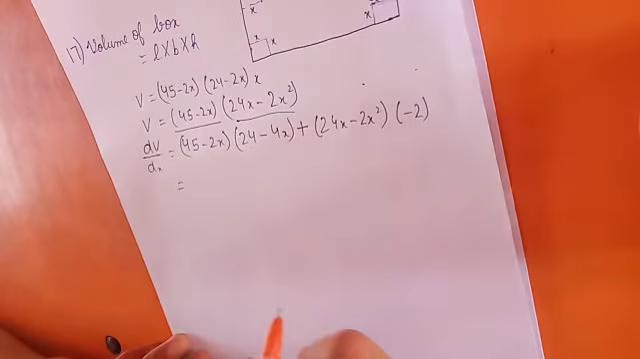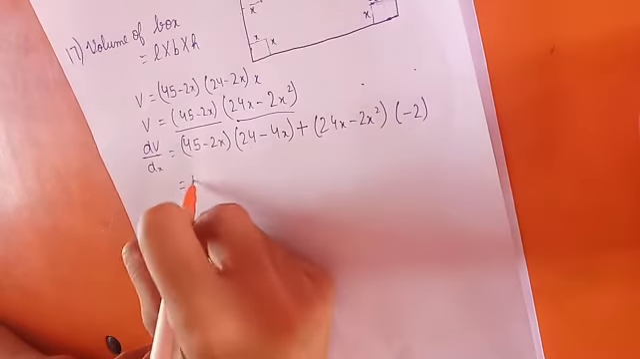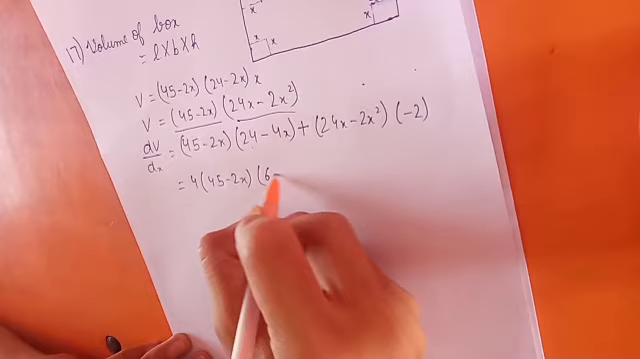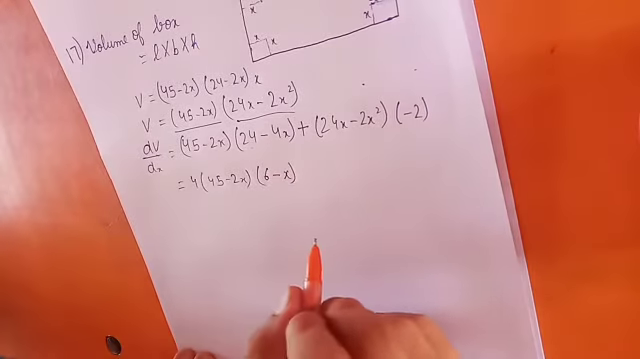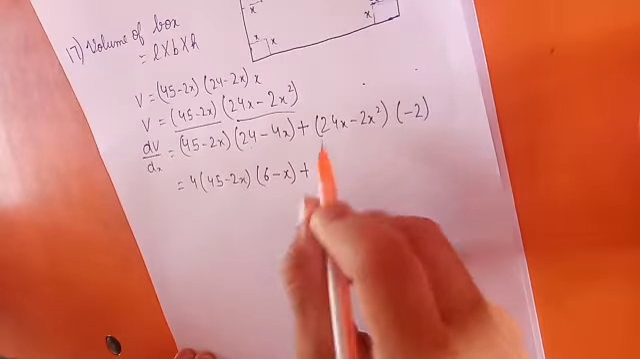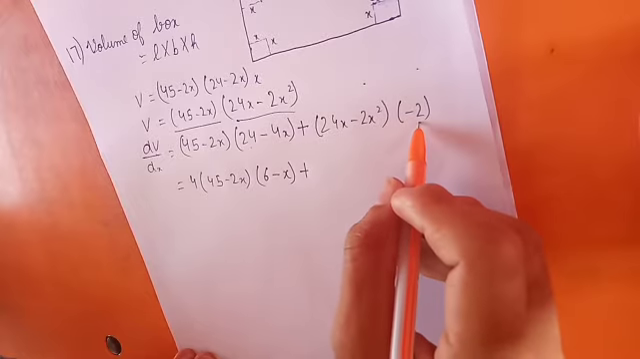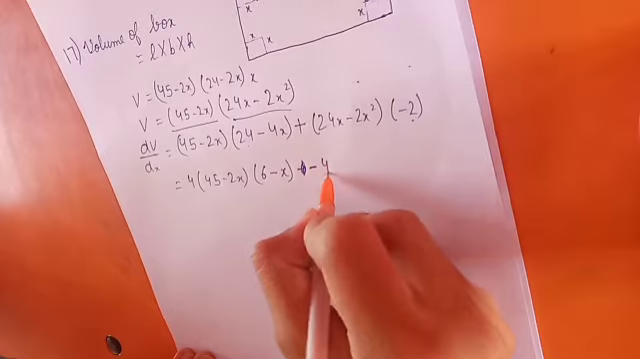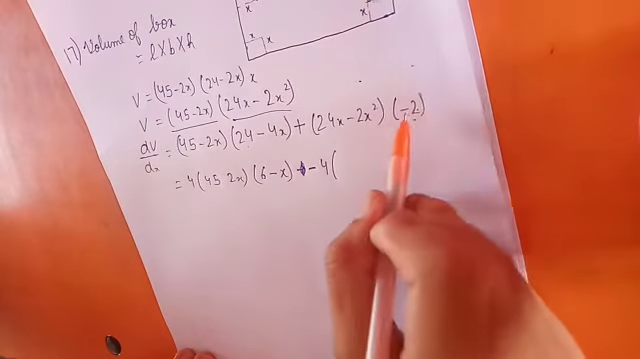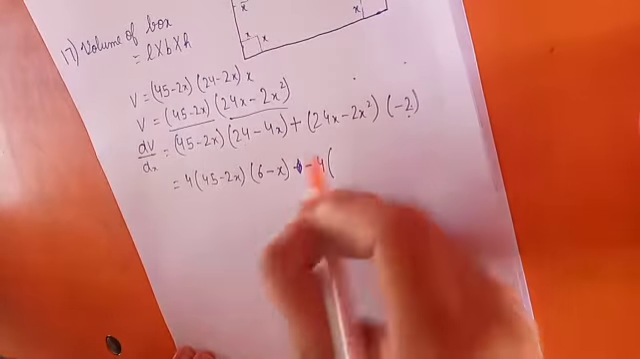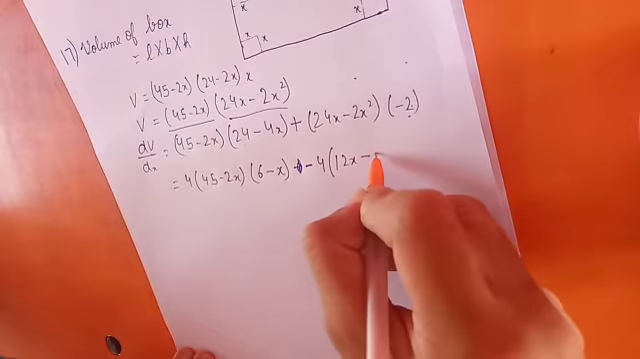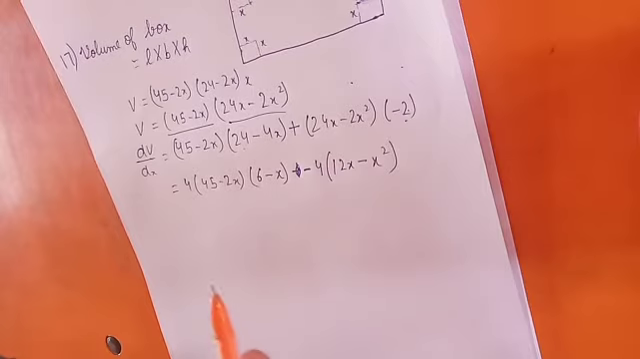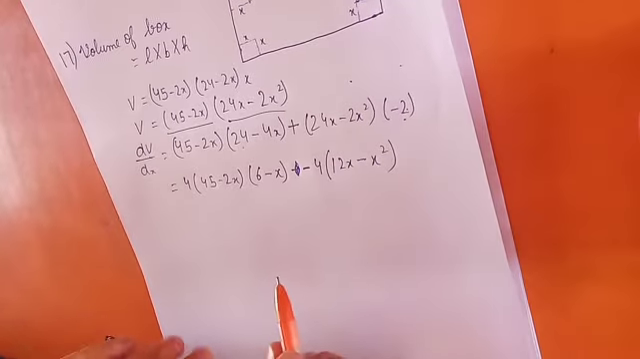Now we can take 4 common from here, so it will be 4 into 45 minus 2x as it is, and it will be 6 minus x, plus, similarly minus 2 is here, I can write this in minus, and 4 I can take common, 2 is as it is, and 2 common from here, so what I will get is 12x minus x square. Now I can solve this and get my dv by dx.